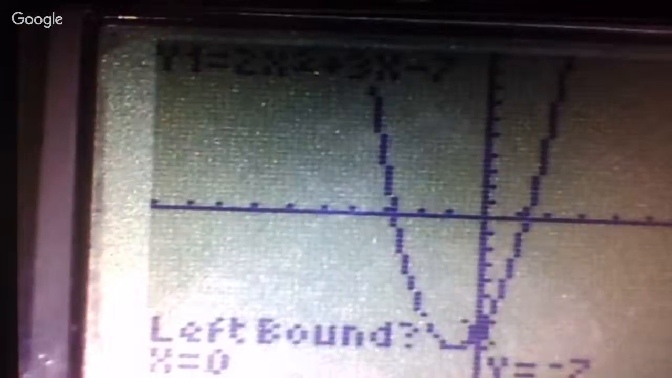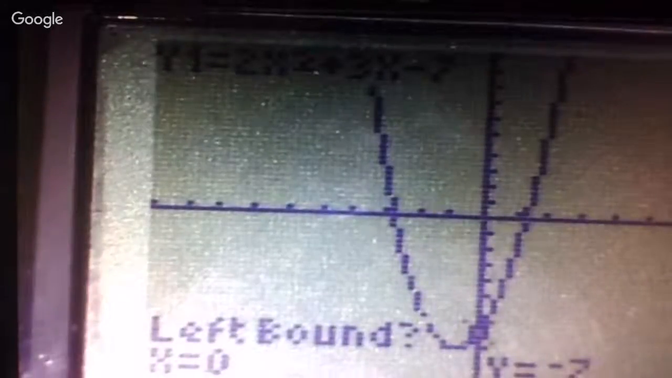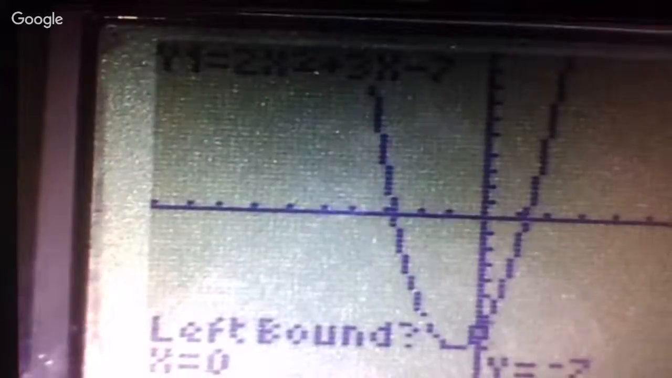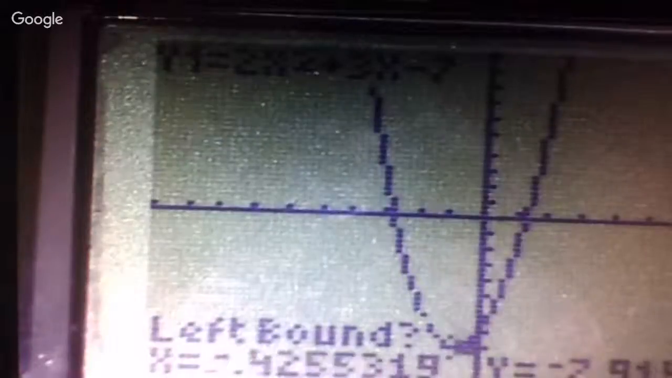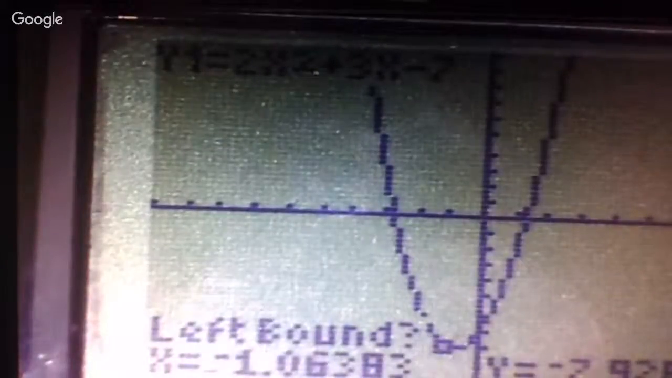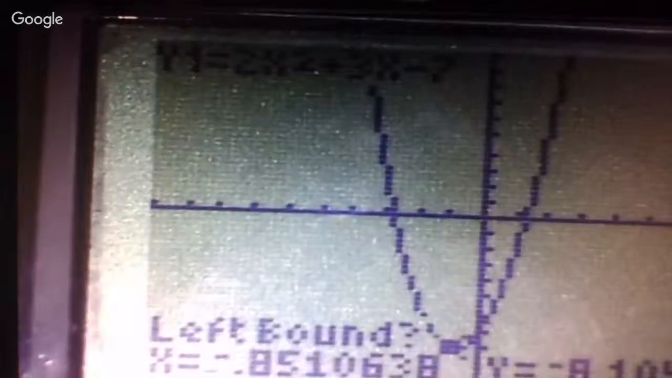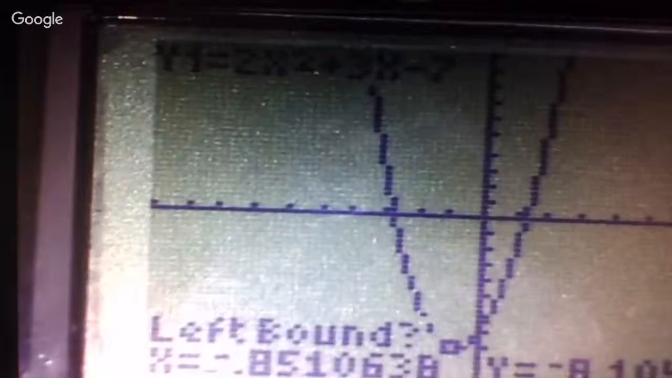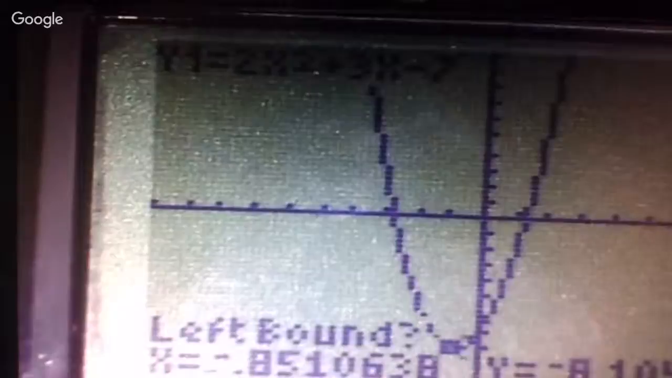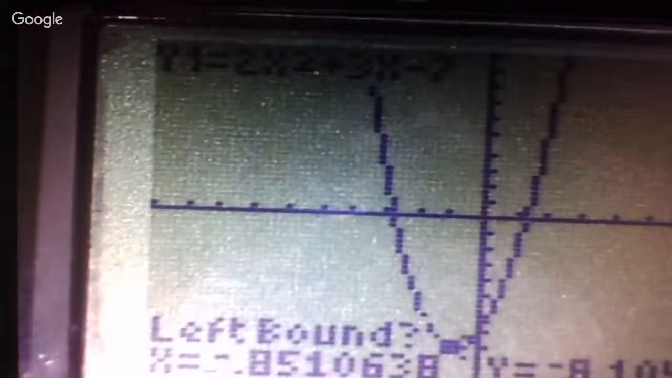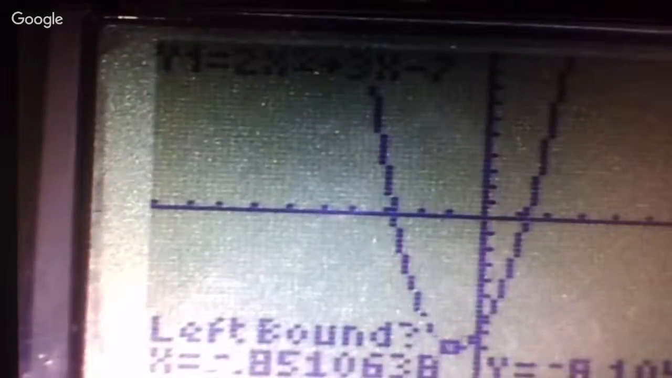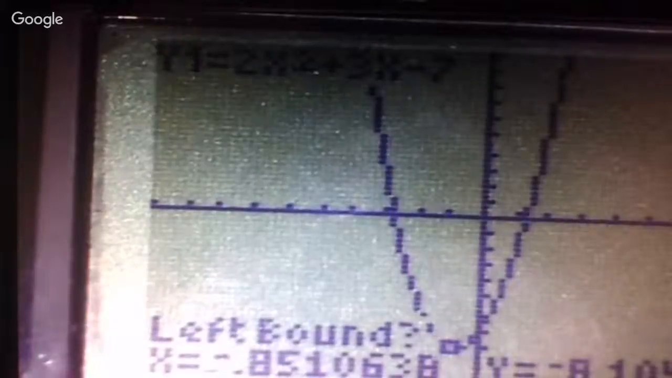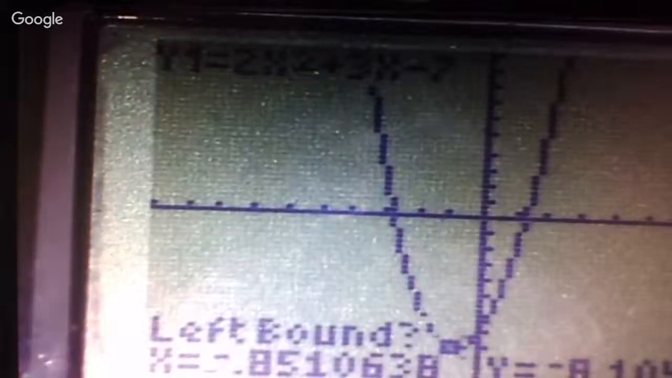So x equals 0 and y equals -7 tells you right now where your blinking dot is. What you want to do is use the left and the right arrows, just left and right, never up and down, to get as close to that vertex as possible. Right now it looks like our vertex is somewhere between -0.85 and -8.1. That's not an exact value, but your calculator will find it for you. Once you get it as close to that vertex as possible, what's it asking for?